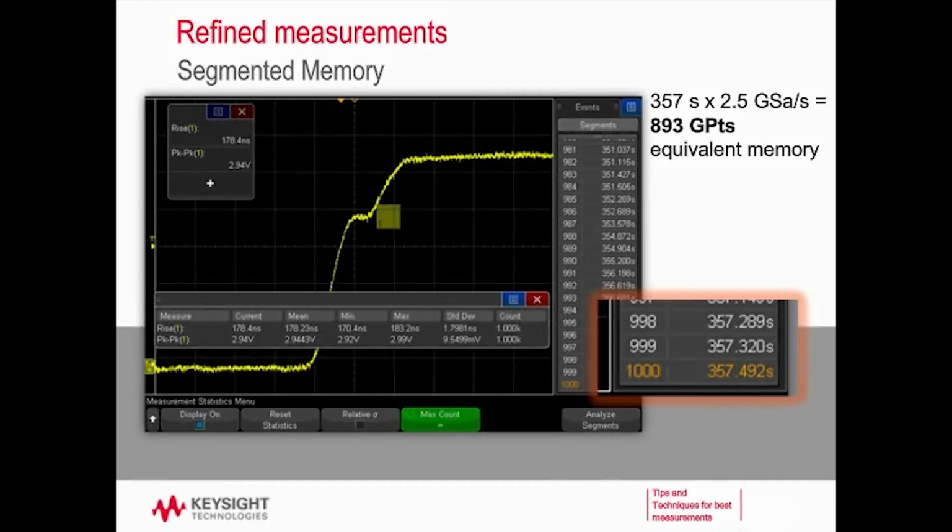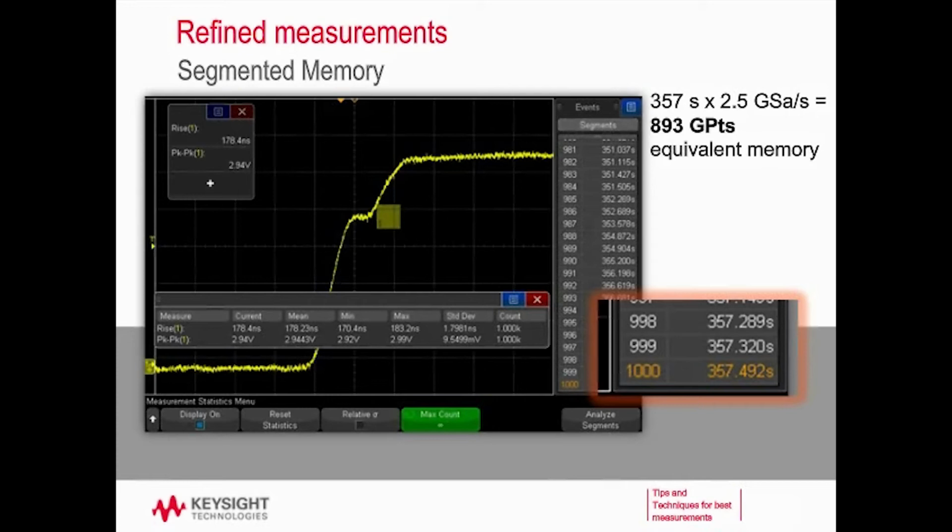Using that formula we looked at, we have a 357-second capture times the 2.5 gigasamples per second that I'm sampling at. That's an equivalent memory depth of 893 gigapoints of memory. No matter how hard you look, you're not going to find a scope that has this much memory. But using segmented memory, we're able to refine our capture and capture a memory depth that we would normally have no hope of seeing. Then we can make measurements on these statistics.